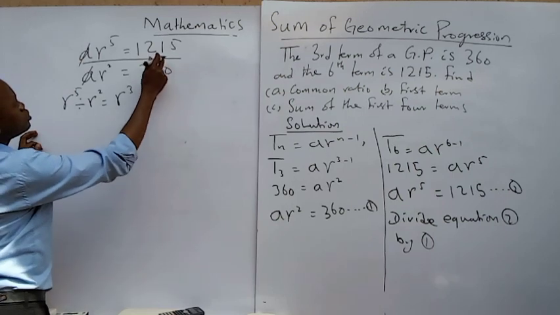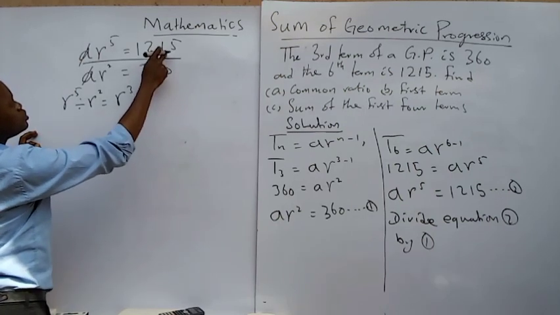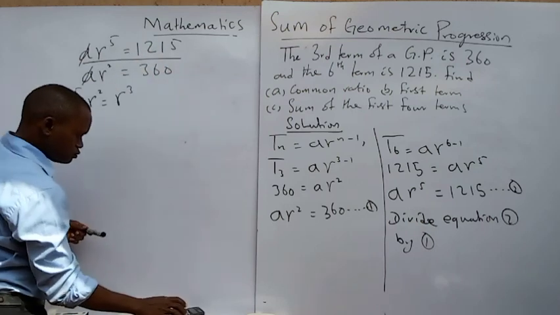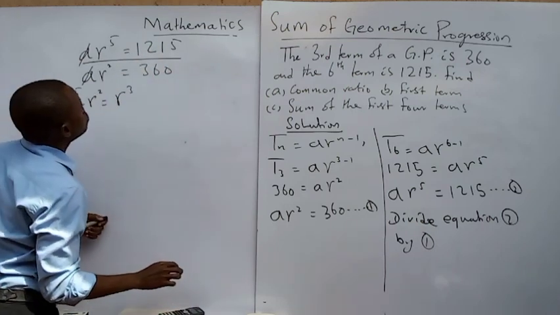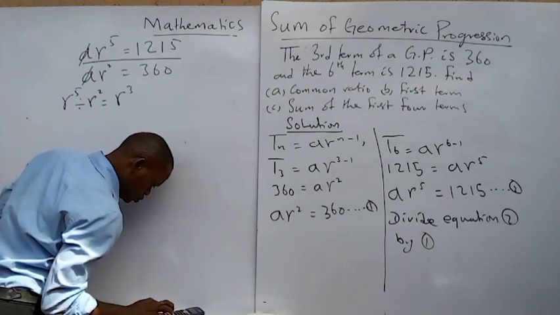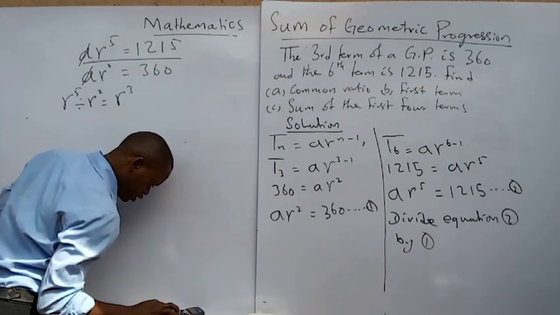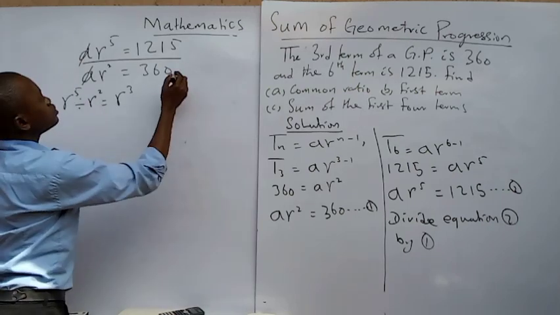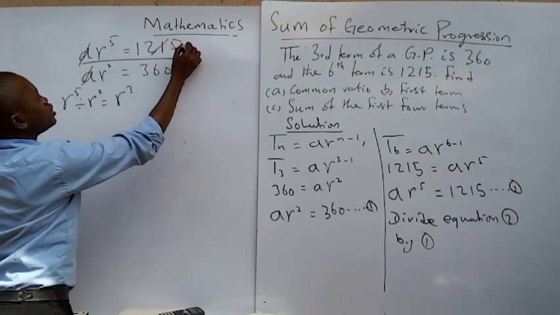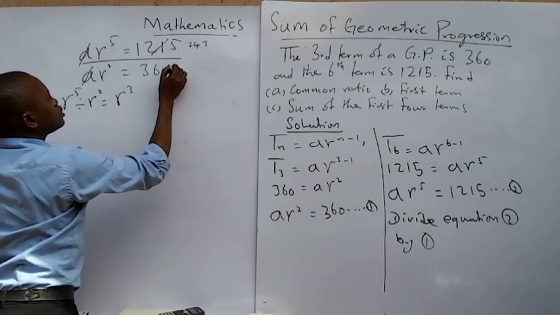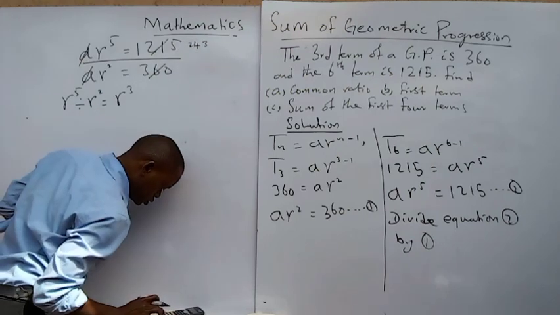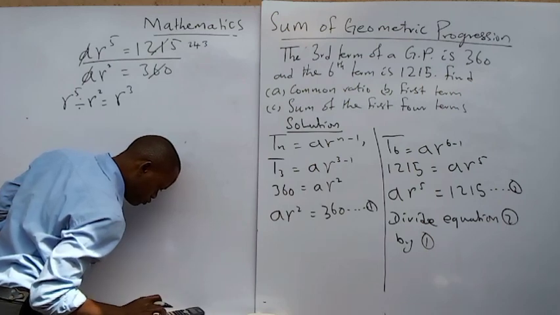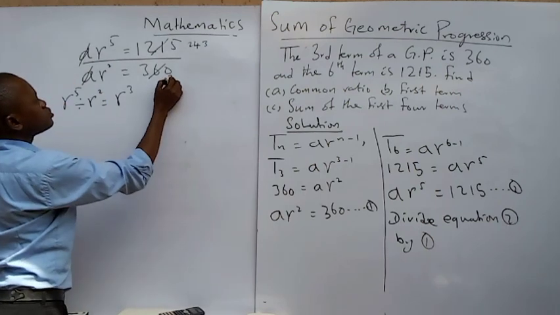Here we go. Let's see how we can reduce this and this. Let me try using 5 to divide: 1215 divided by 5 gave me 243. So 5 goes here, 243, and 5 goes to 360. 360 divided by 5 is 72.